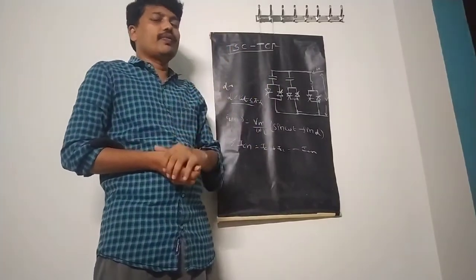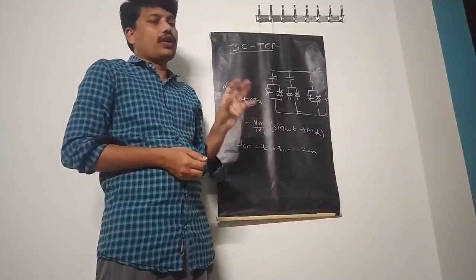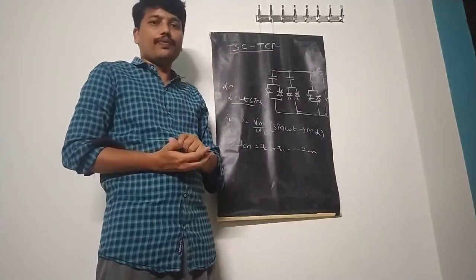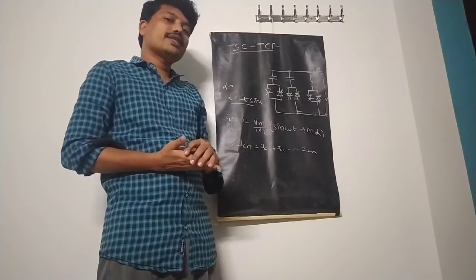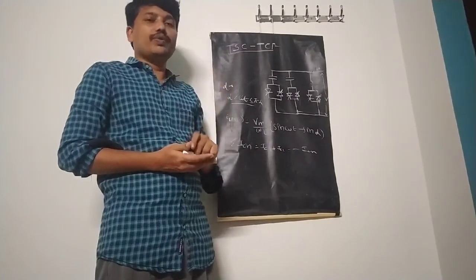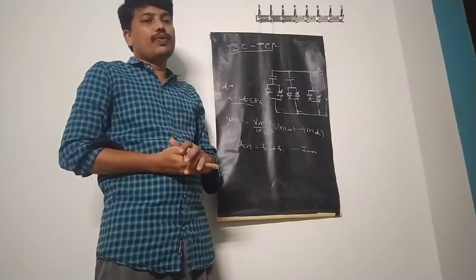Whenever the TSC is connected to this circuit or power system, it should be operated in a transient free manner. It is compulsory to operate in a transient free manner. What is the condition for transient free operation? The voltage across this switch should be 0, that is the first condition. Otherwise the voltage across the switch should be minimum.